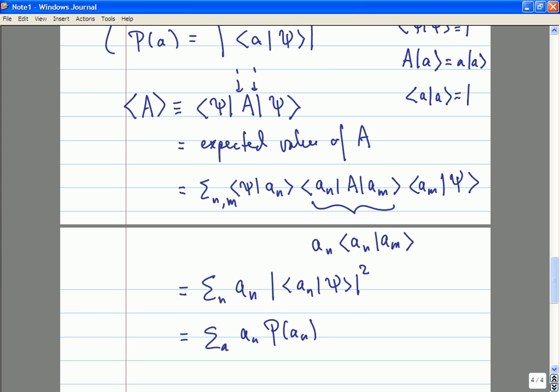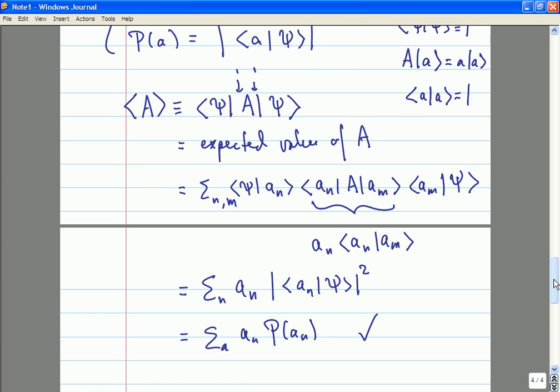Any questions on that? So we verified that this definition of the expectation value of A is exactly what you would say it is using the usual principles of statistics.